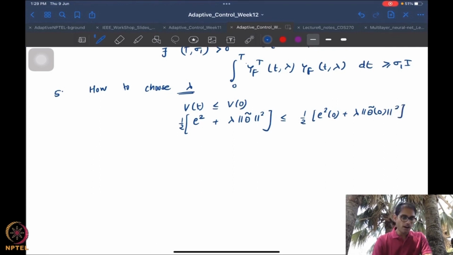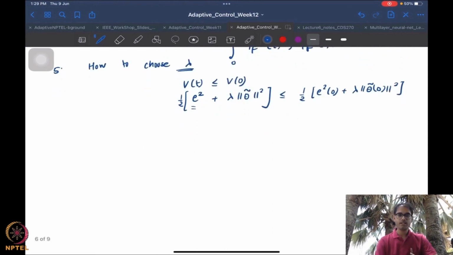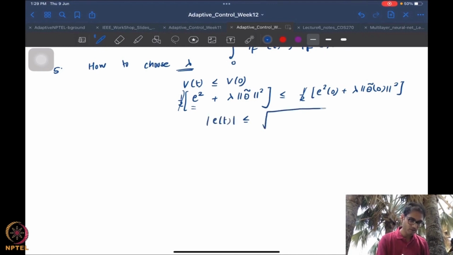Now with this, I of course want to get a bound on E. If I look at it conservatively, I can say that E squared at t is less than, in fact, I will remove the square: E of t is less than or equal to square root of E squared 0 plus lambda norm theta tilde 0 squared.